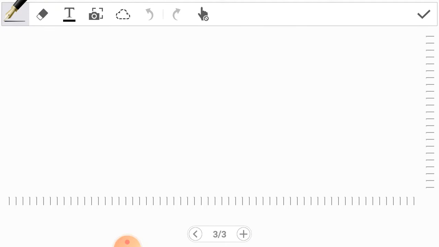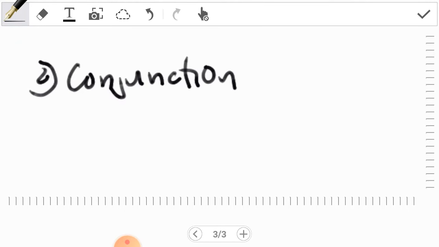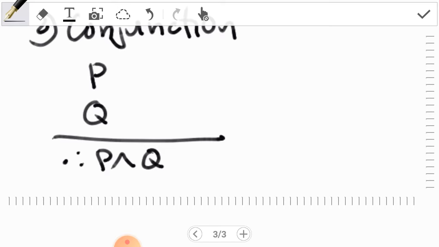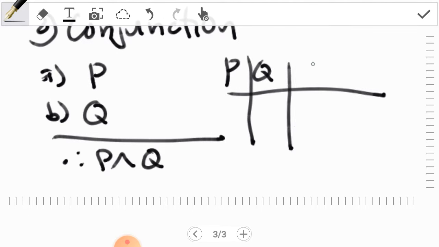The second rule that we have there is the conjunction. Under the conjunction, we have P, Q, therefore P and Q. So here we have two premises. Let's call this premise A, and this premise B. And then we have our conclusion P and Q. So let's show that this is a valid argument.